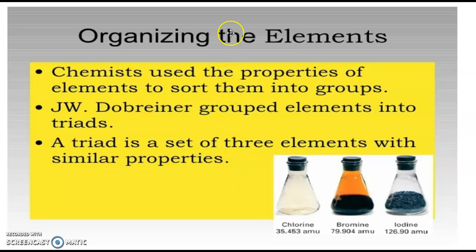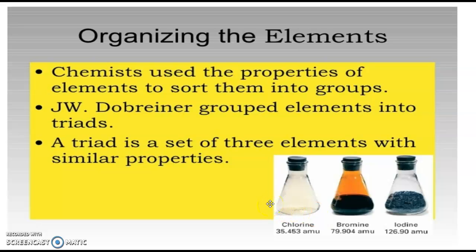This is how elements were organized in the earliest times. Chemists used the properties of elements to sort them into groups. J.W. Dobereiner grouped elements into triads. Triads are sets of 3 elements with similar properties, for example chlorine, bromine, iodine. These are the halogen group. In the form of triads, they arranged the elements.